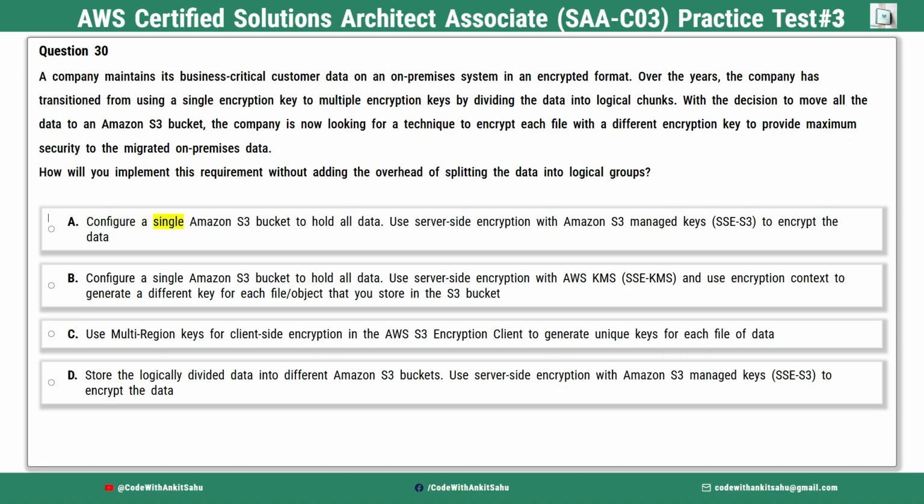Option A. Configure a single Amazon S3 bucket to hold all data. Use server-side encryption with Amazon S3 managed keys, SSE-S3, to encrypt the data. Option B. Configure a single Amazon S3 bucket to hold all data. Use server-side encryption with AWS KMS, SSE-KMS, and use encryption context to generate a different key for each file/object that you store in the S3 bucket. Option C. Use multi-region keys for client-side encryption in the AWS S3 encryption client to generate unique keys for each file of data. Option D. Store the logically divided data into different Amazon S3 buckets. Use server-side encryption with Amazon S3 managed keys, SSE-S3, to encrypt the data.